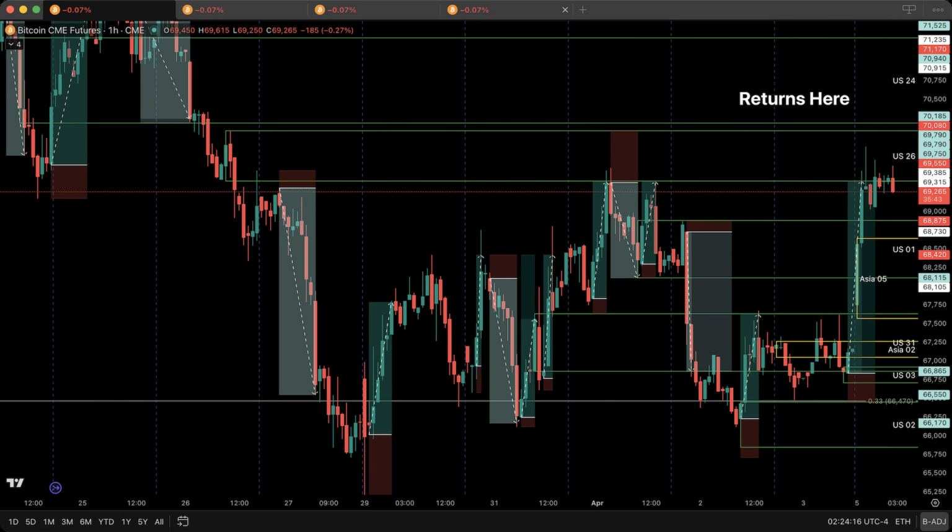Now price returns. Not instantly, but gradually. First, the upward momentum slows. Then the bodies reduce. Then the pullback begins. Now price drops back toward the lower half. That return matters, because the move traveled. But it did not convert into location.